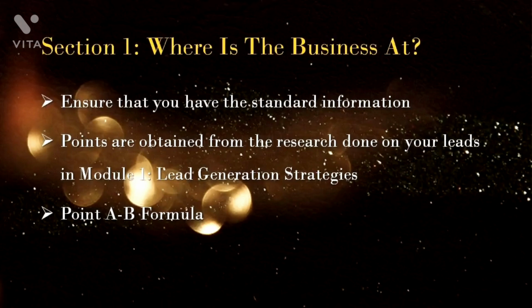Ideally, keep it to 2 paragraphs with the first paragraph as point A and the second paragraph, you guessed it, as point B. This helps with clarity in your communication. These points are obtained from the research done on your leads in Module 1, Lead Generation Strategies, where you observed your leads' business, did online research, or interviewed them. Point A to B can also be expressed as problem and solution. Point A, of course, is the business problem or challenge, and point B is your proposed solution.